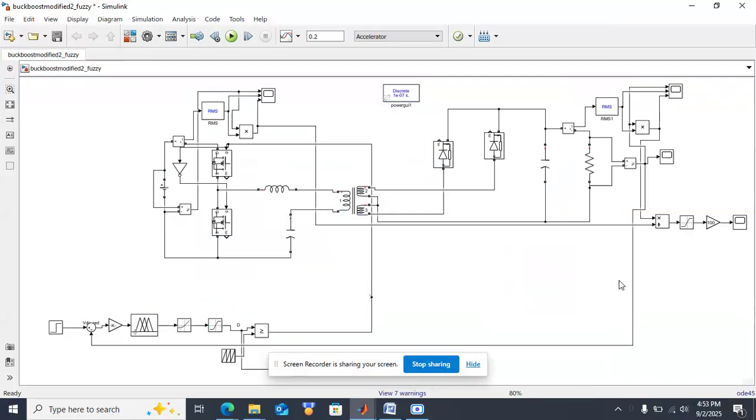This is an LLC converter with a buck-boost operation. In this, the input voltage is around 300 volts and the output voltage is varied from 15 to 30 volts. We are using a half bridge LLC resonant converter to get the required operation, and we are using the fuzzy controller.